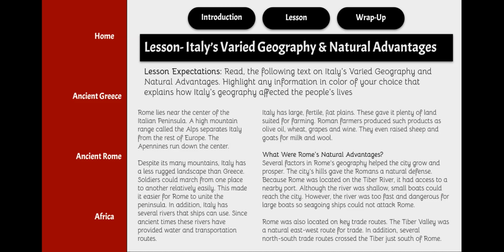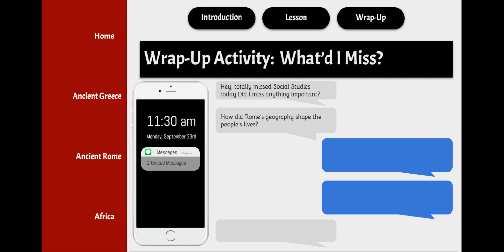When you are done reading and highlighting this text, and you're going to have to complete this out of present mode, you can then go to the wrap-up activity by clicking the tab at the top. Now, this should look really familiar. It's a texting conversation. In this activity, your best friend wasn't at school when we learned about Italy's varied geography.